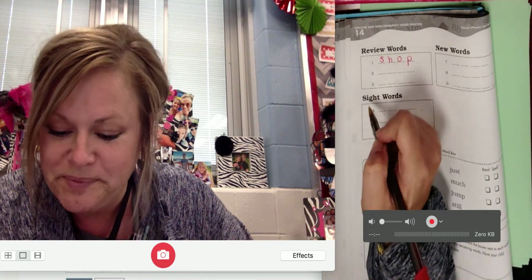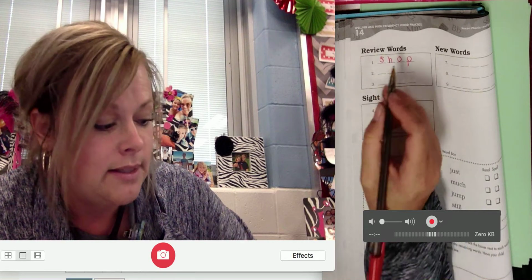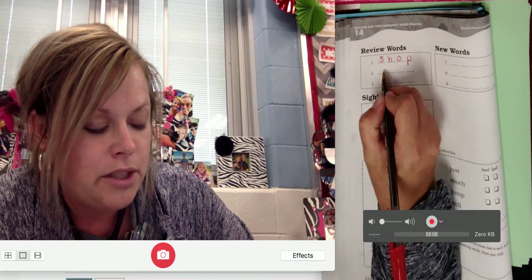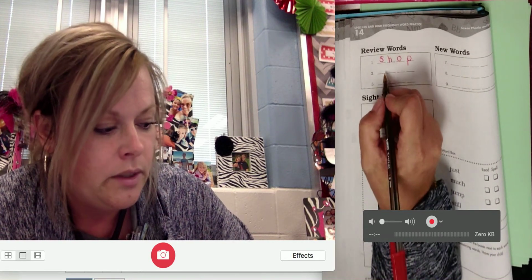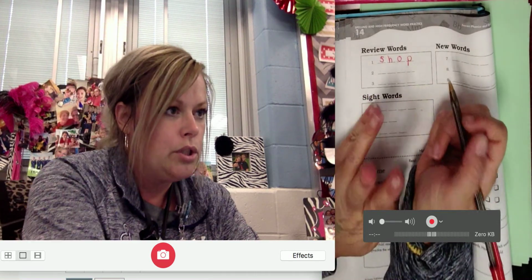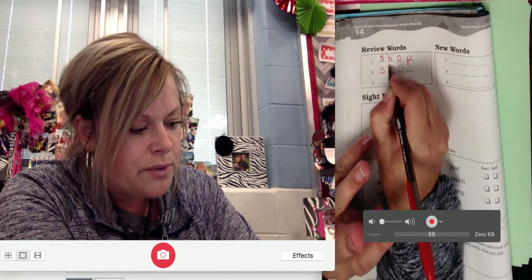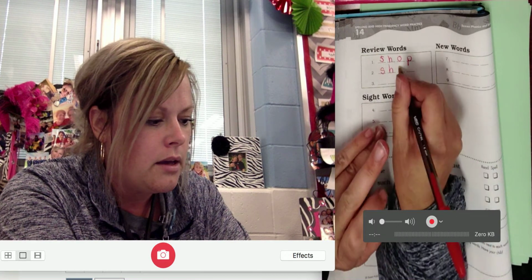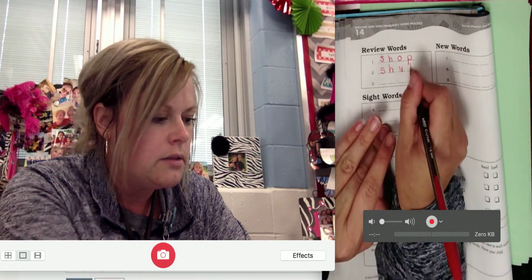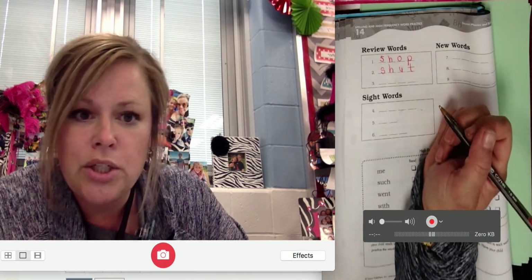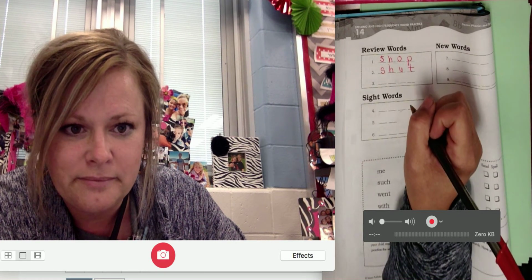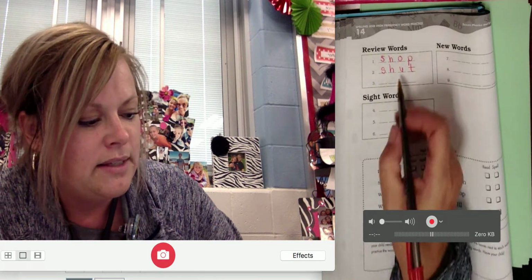Shop. Number two review word is shut. Don't forget to shut the door. Go ahead and write it. Two letters represent that sound, sh. T. Shut. All right. Should look like mine.